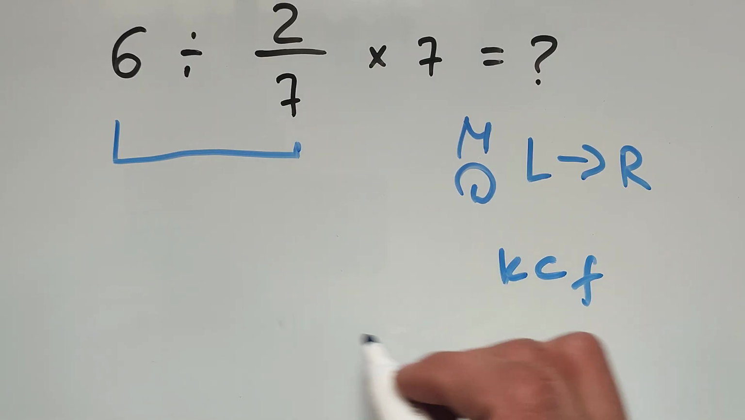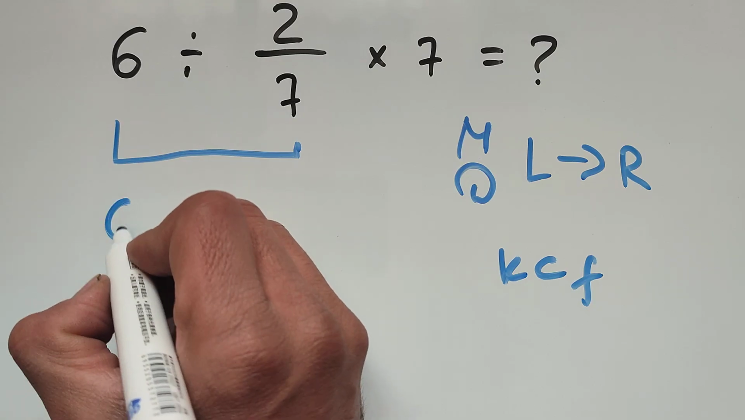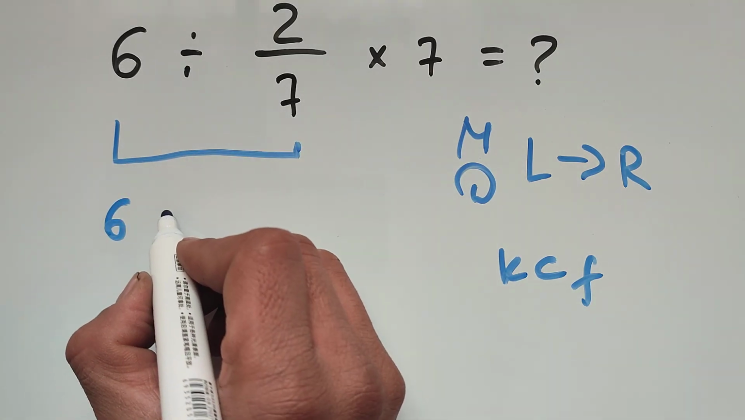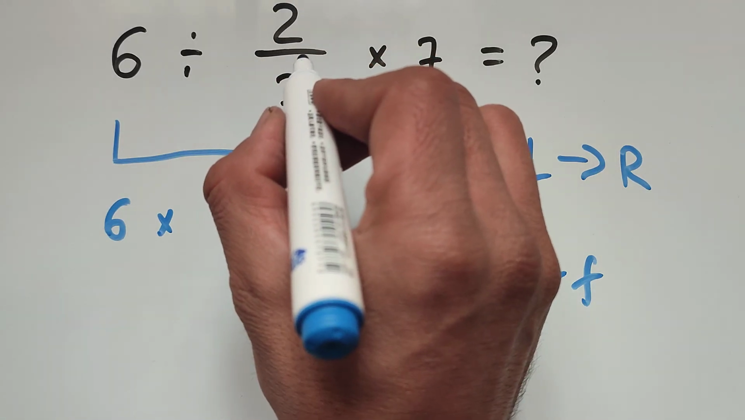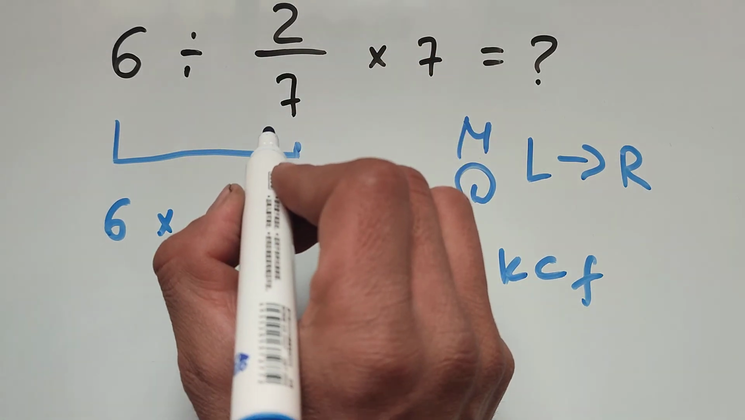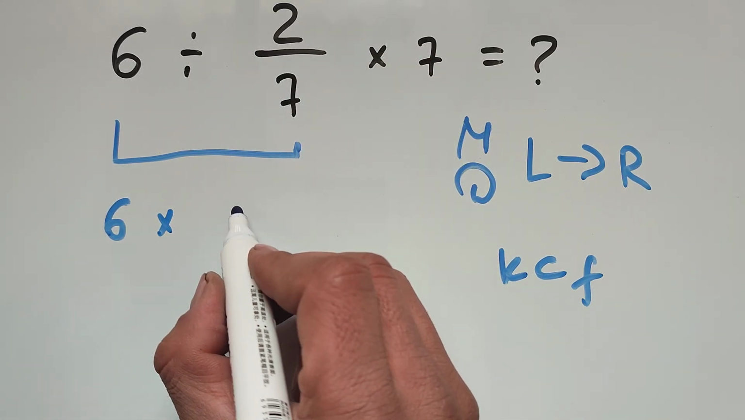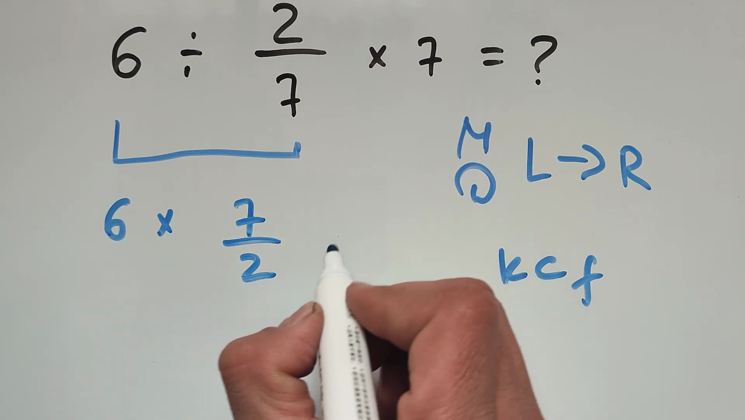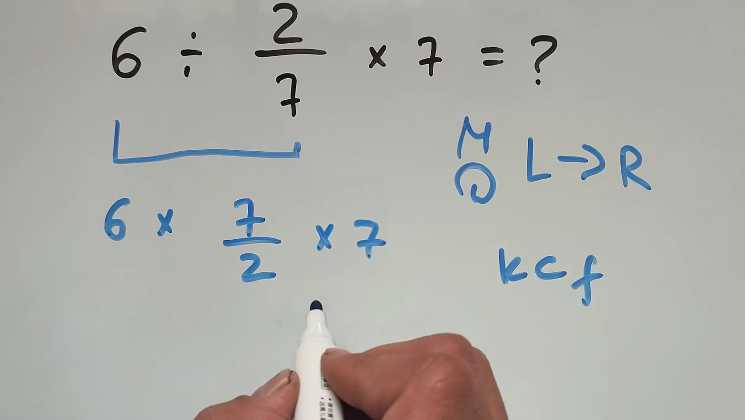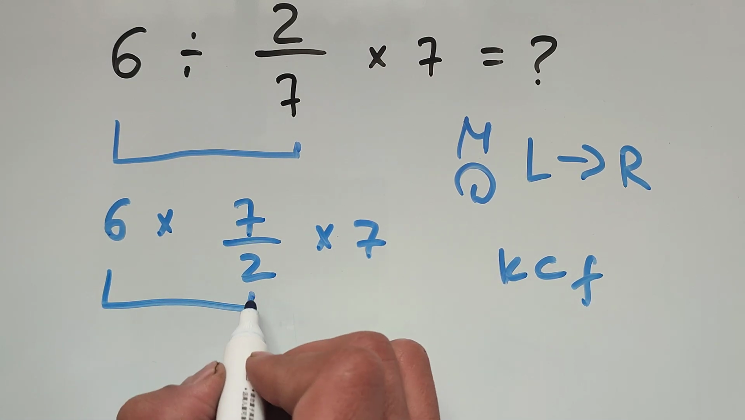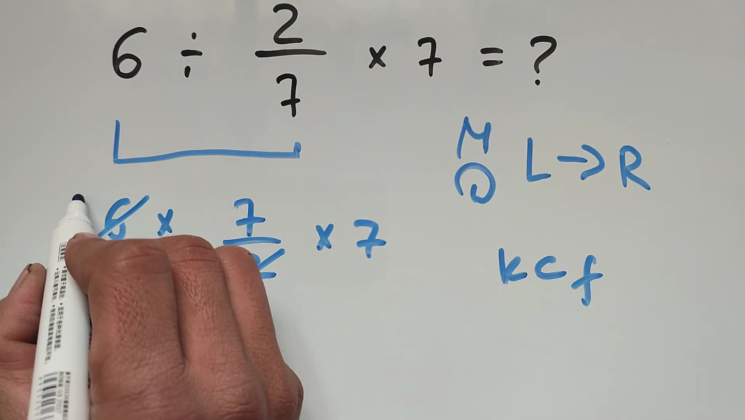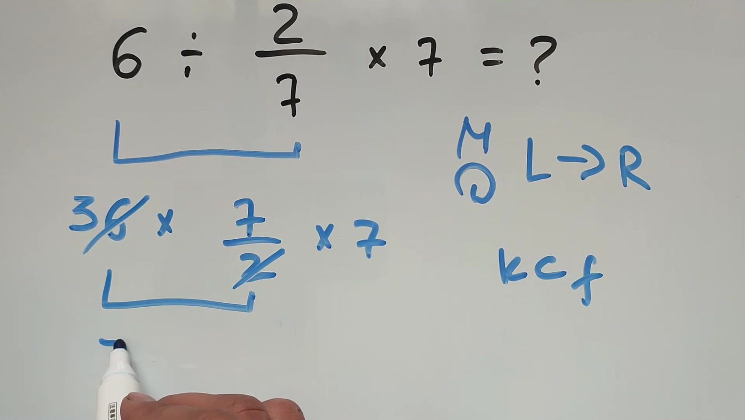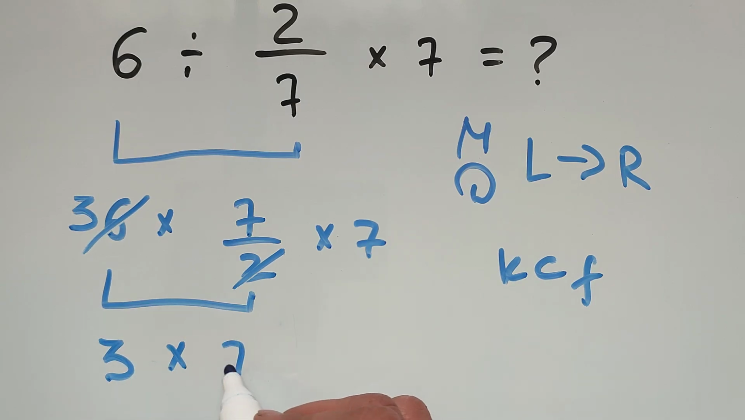Here first we have to write 6 and we have to change division to multiplication, and we have to flip 2 over 7, and when we flip it, it equals 7 over 2 multiplied by 7. Here first we have to work this, and we can simplify this 6 and 2. Here 3 remains, and 3 multiplied by 7 multiplied by 7.